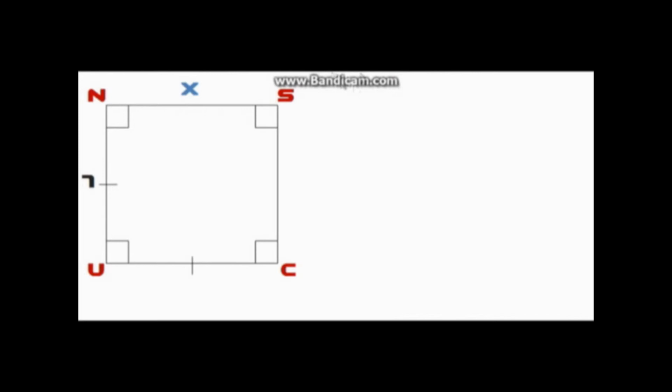Okay, so here we have another quadrilateral, and it is a square, which we know because it has these four right angles, and it has these two sides that are congruent.